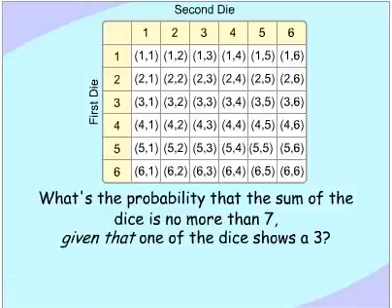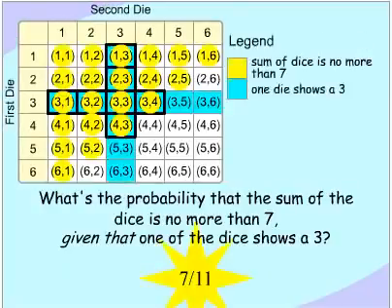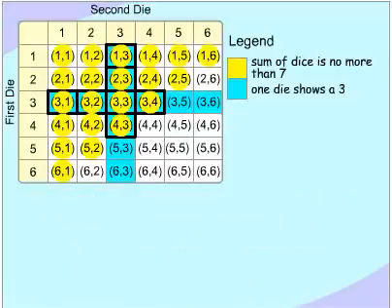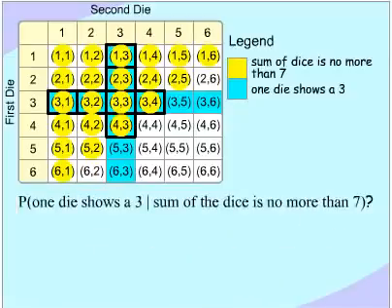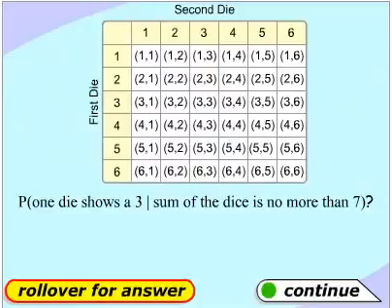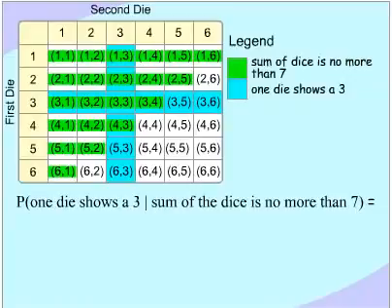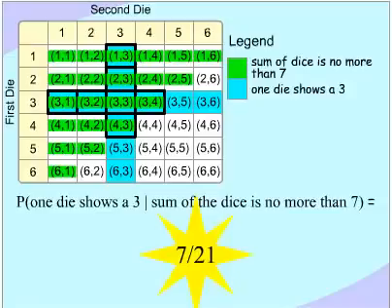The probability that the sum of dice is no more than 7, given that one die shows a 3, is 7/11. How about the probability that one die shows a 3, given that the sum of the dice is no more than 7? The probability that one die shows a 3, given that the sum of the dice is no more than 7, is this. Pretty easy, huh?